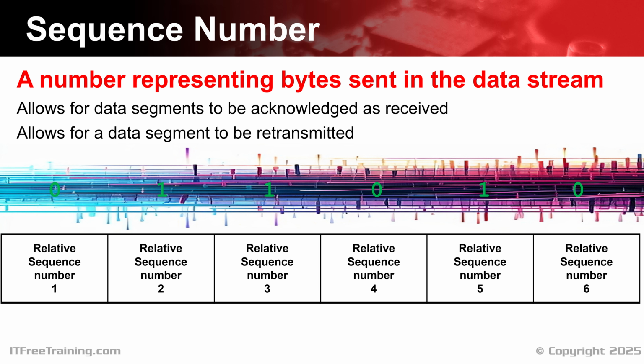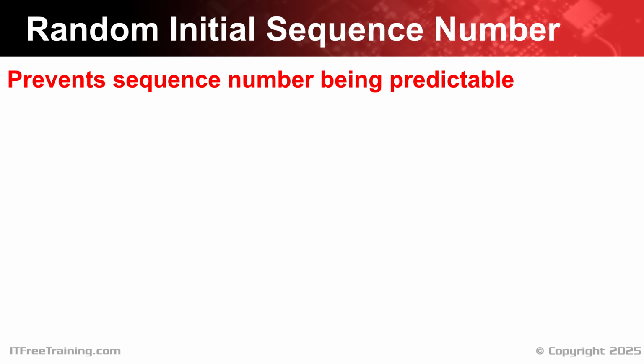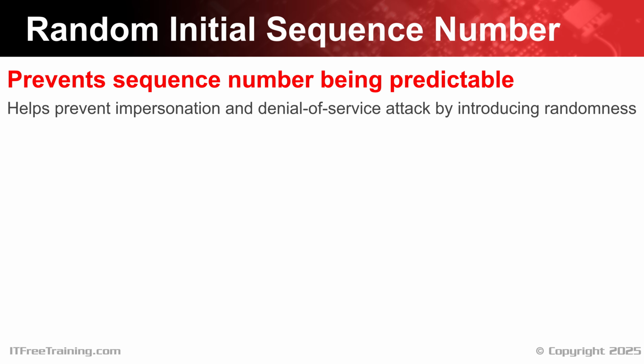Now that we understand sequence numbers, the next question is, why is it initially randomized? The initial sequence number is random to help prevent impersonation and denial of service attacks. If an attacker is not able to predict what the sequence number is, it makes it harder for them to affect the traffic traveling over that data stream.